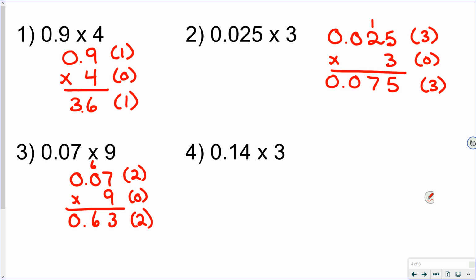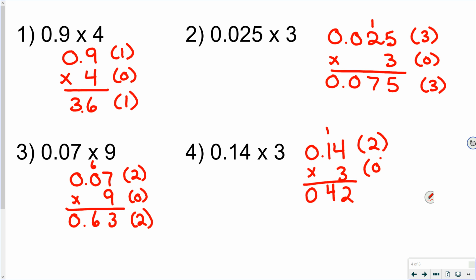And then number 4, we have 0.14 times 3. 3 times 4 is 12. 3 times 1 is 3, plus 1 is 4. 3 times 0 is 0. 2 digits after the decimal point in 0.14, none in 3. So my answer needs a total of 2. So my answer is 0.42.